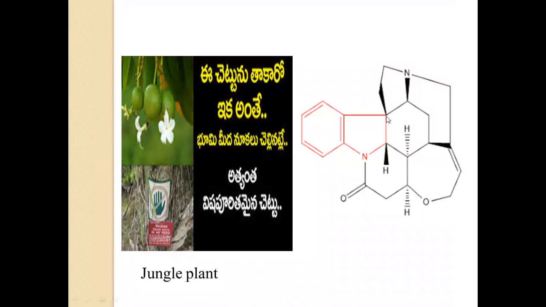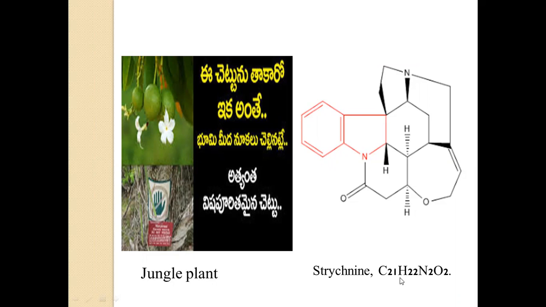So this is the actual structure of strychnine. Here you can see 1, 2, 3, 4, 5, 6 rings are present. Here you can see the benzene ring attached to a heterocyclic ring. The 6-membered benzene ring is attached to a 5-membered heterocyclic ring. This ring is called the indole nucleus. Due to the presence of this indole nucleus, represented in red color, it is called an indole alkaloid.